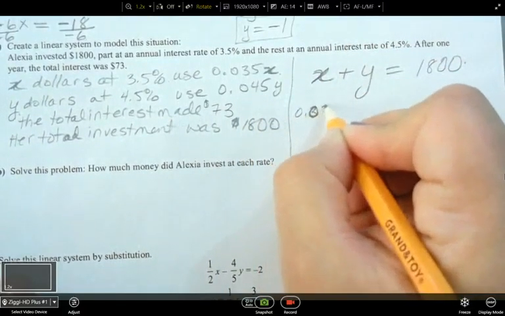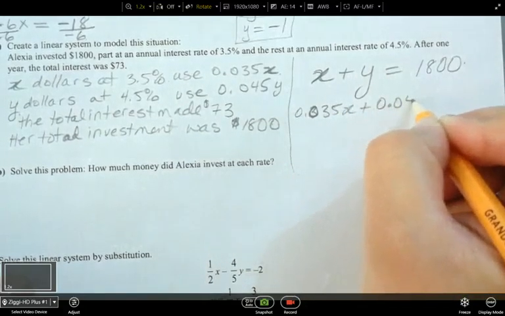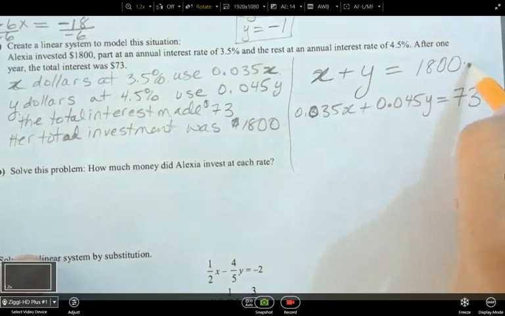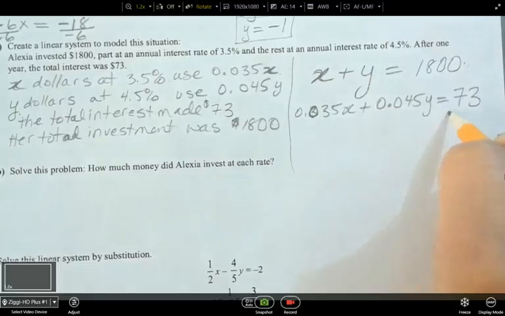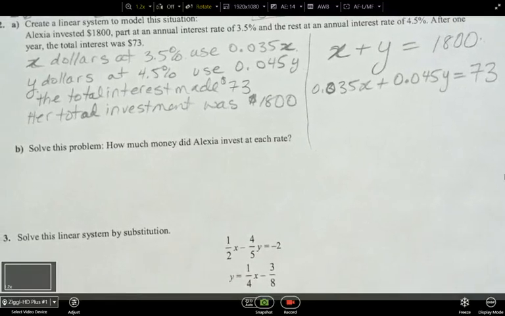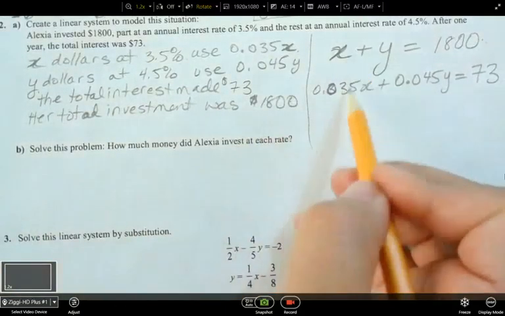So 0.035x plus 0.045y, and that equals $73. So this equation is for the total dollars, and this equation is for the total interest, right? Okay, and now the second part says solve this problem. How much money did Alexa invest in each investment? Okay, so we have these two equations.